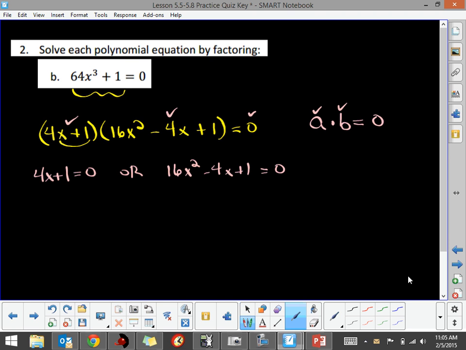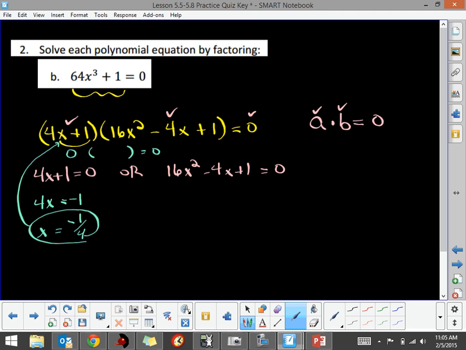In this first situation, in order for us to get a factor of 0, that means 4x would have to equal a negative 1, and that would force x to equal a negative 1/4, which means if I plugged a negative 1/4 in for x, we would definitely get a 0 for this factor, and 0 times whatever this number is equals 0. So we found that one.